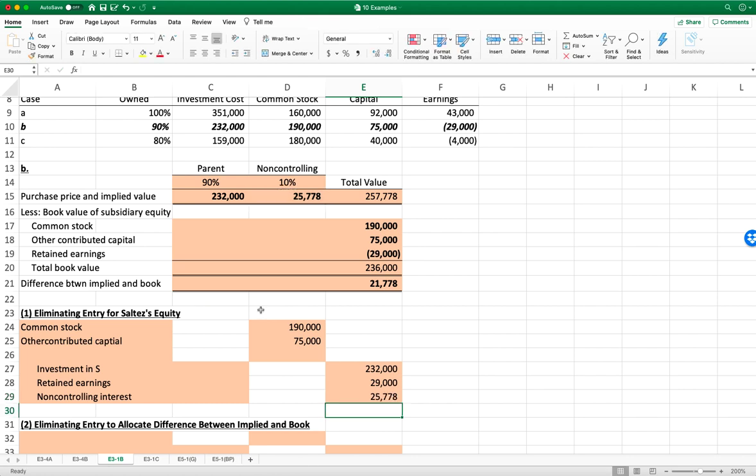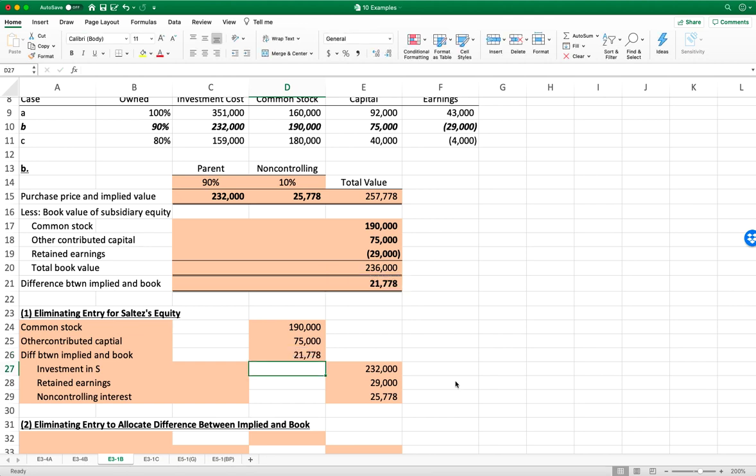So now that we've done all that, we are left with our plug. Our last item left is our difference between implied and book. We can do that by plugging this entry, or we know that because this item is positive, then we need a debit in this account. So that'll be a debit of $21,778.